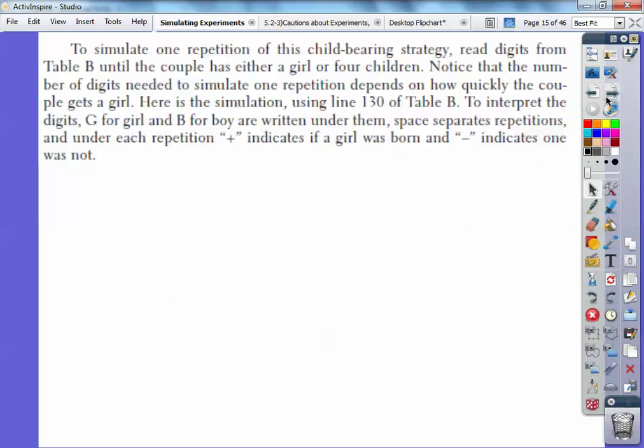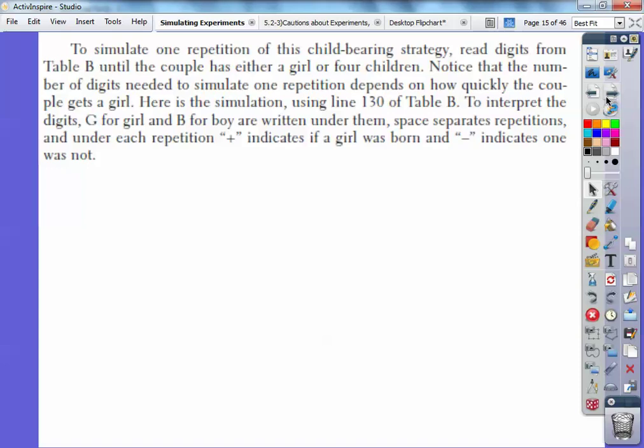So to simulate one repetition of the childbearing strategy, we read the digits from Table B until the couple has either a girl or 4 kids. Notice that the number of digits needed to simulate one repetition depends on how quickly the couple gets a girl, because they're either going to get a girl or have 4 boys.